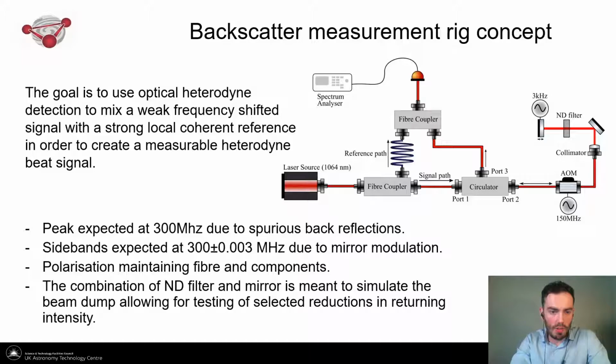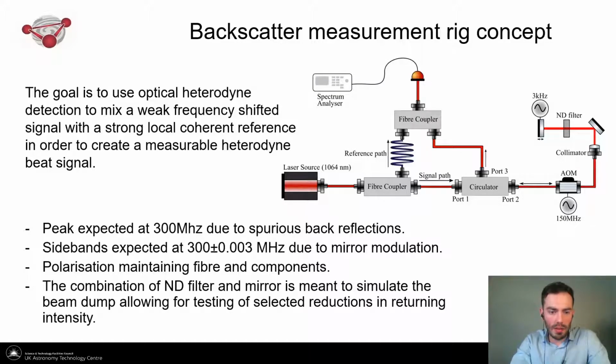Next, our signal path exits the circulator and passes through an AOM driven at 150 MHz. Our signal path is then launched out of a GRIN fibre collimator lens, where it propagates in free space onto an aligning mirror, through an adjustable strength neutral density filter holder, and finally onto a highly reflective piezo-driven mirror.